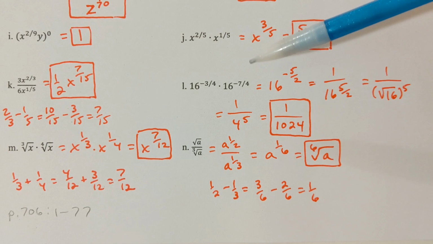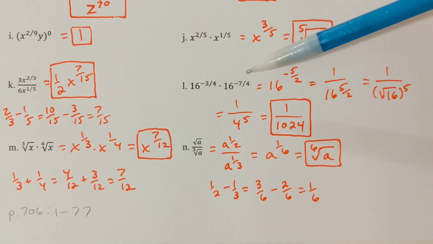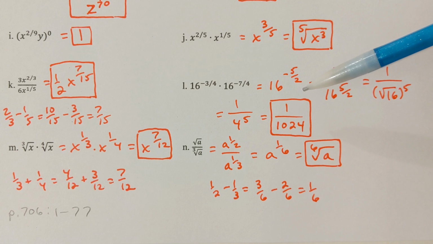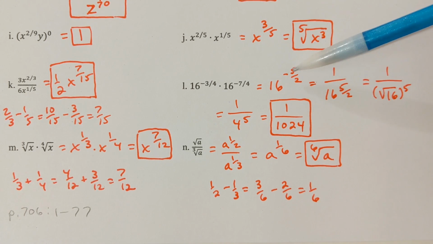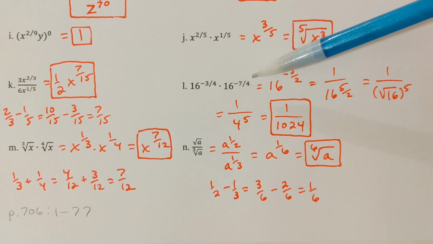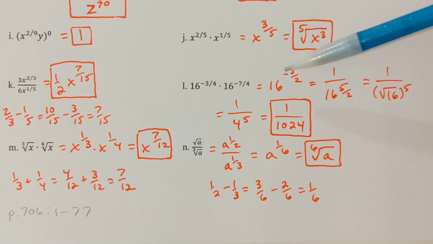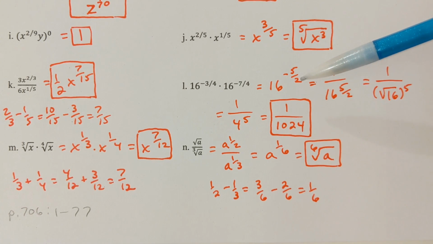Here's another one. Okay, part L. I'm going to keep the base and add the powers. Okay, using law 1 on that list. So I'll keep the 16 and then add the powers. Negative 3/4 minus 7/4 would be negative 10/4, which is the same as negative 5/2. Of course, reduce that.